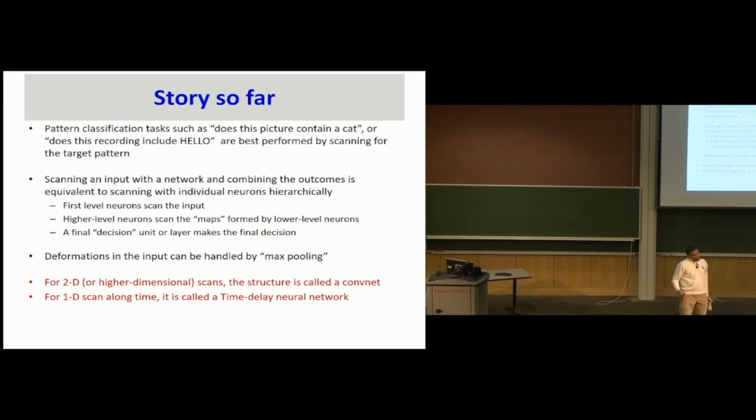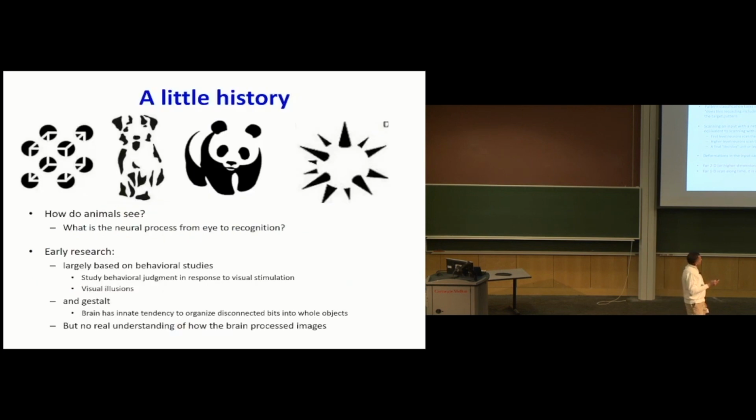And we finally saw that when you're scanning two-dimensional images or higher dimensional images, we often call it a convolutional network, ConvNet for short. And if it's just a scan along time, if it's one-dimensional, it's called a time delay neural network. So, a history. It all began with people trying to understand vision. What do animals see? What's the neural process from the eye to recognition of an object?